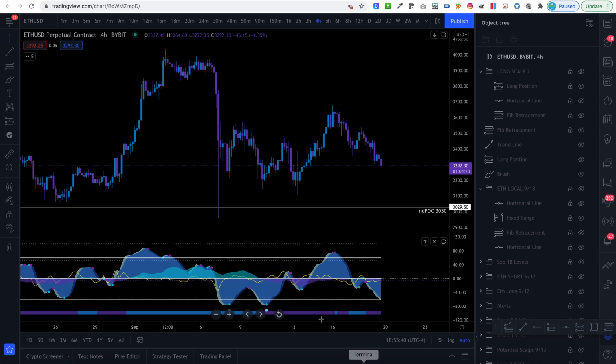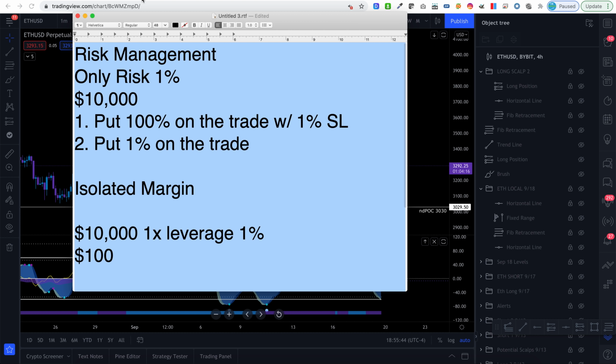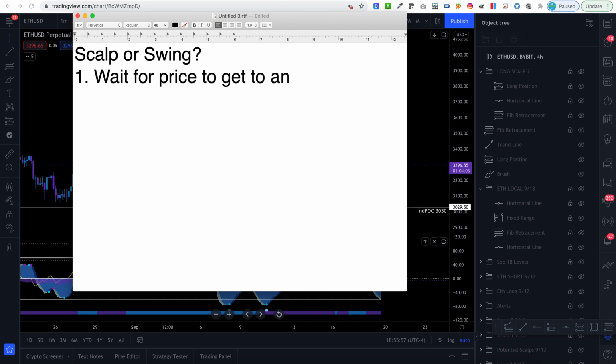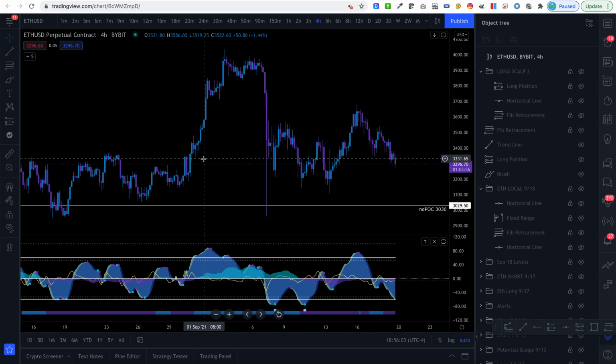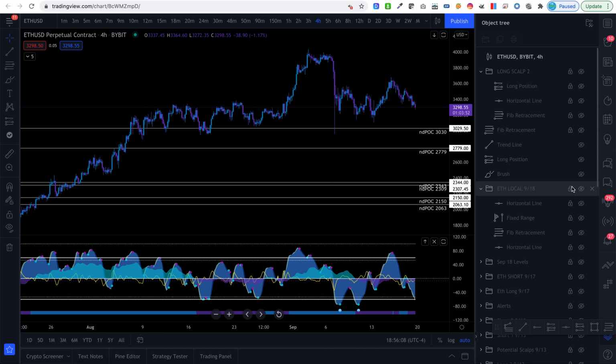So the order of operations when we're trying to determine whether or not a trade will be a scalp or a swing is this: scalp or swing. The first thing we need to do is wait for price to get to an important level. Okay, that's step one. So when you open up a chart, what you need to be doing is you need to be looking for price to get to a very important level.